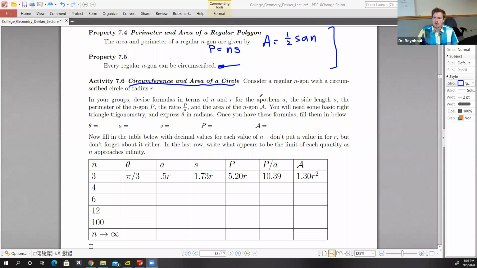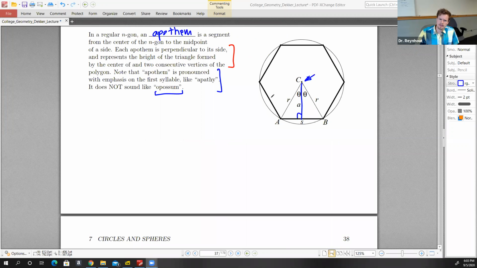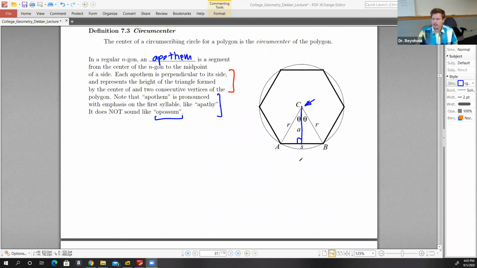We want to take a look at activity 7.6, which discusses the circumference and area of a circle. So let's take a look at that. We want to consider a regular n-gon with a circumscribed circle of radius r. For a picture of that, we could think of this hexagon that's given on the previous page. So, hexagon with circumscribing circle of radius r.